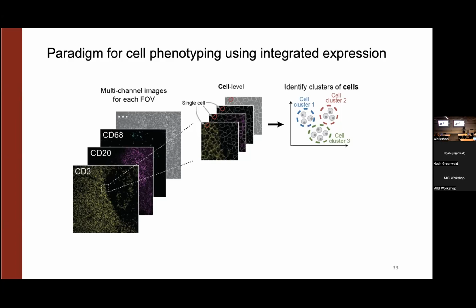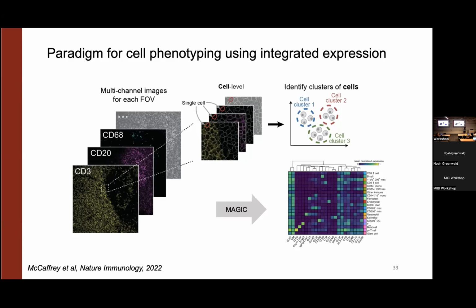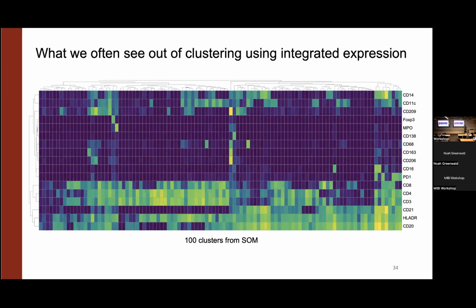Again, talked a lot about this yesterday, but the goal being you're just grouping cells together that are more similar to each other. And often what we see in papers is something that looks like this, where you have these nice discrete phenotypes where each row here is a cell phenotype and each column is one of the markers in your panel. But getting to this actually takes a significant amount of time and can seem a little bit like magic.